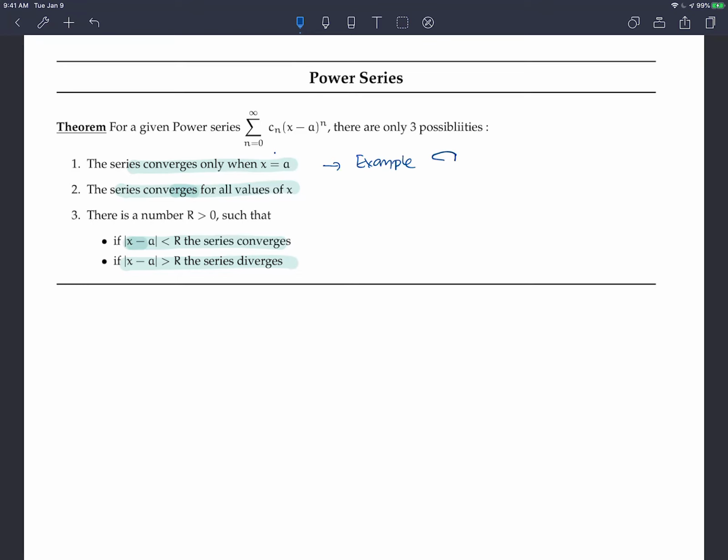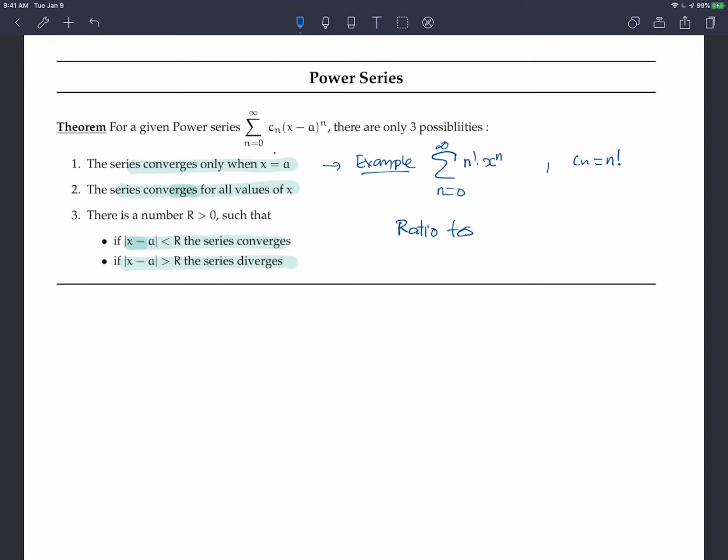Let's do this power series. My coefficients Cn is n factorial. So how am I going to decide for what values of x this series will converge? Well, we have the ratio test.